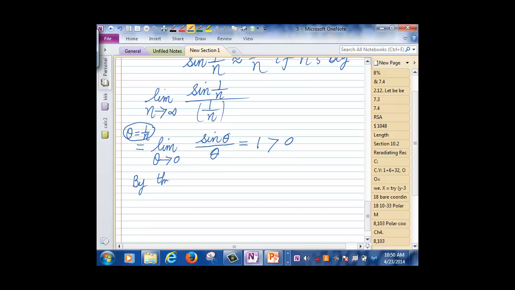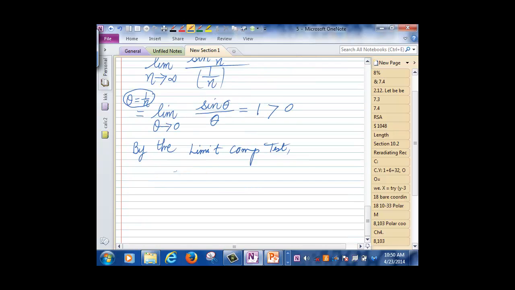I should say the limit comparison test, by the limit comparison test, the series sum from n equals 1 to infinity of sine of 1 over n is divergent. Everybody is okay with that?